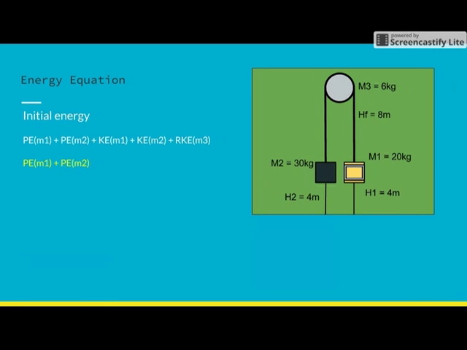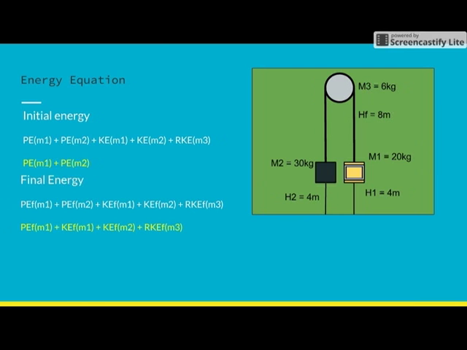Initially, we have potential energy of mass 1 and mass 2, plus kinetic energy of mass 1 and mass 2, plus rotational kinetic energy of mass 3. However, both mass 1 and mass 2 and the pulley are all at rest, so we can cancel out the kinetic energy and the rotational kinetic energy to leave us with potential energy of mass 1 and mass 2.